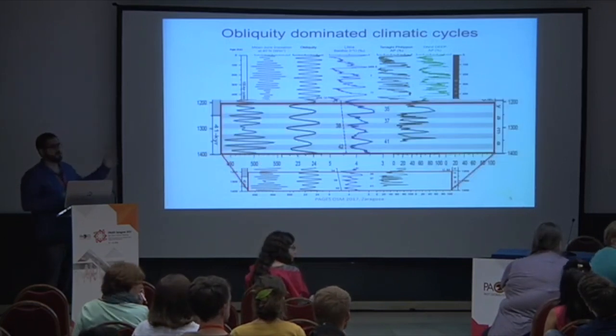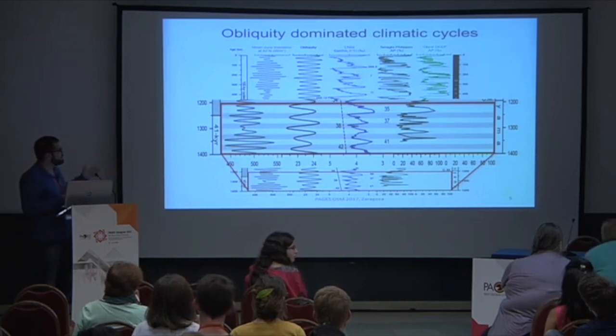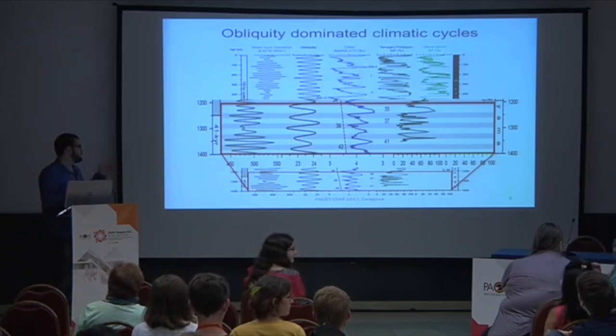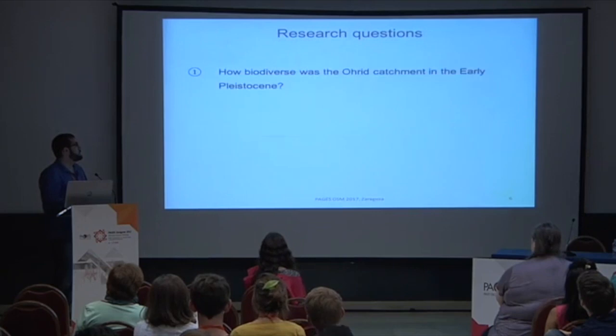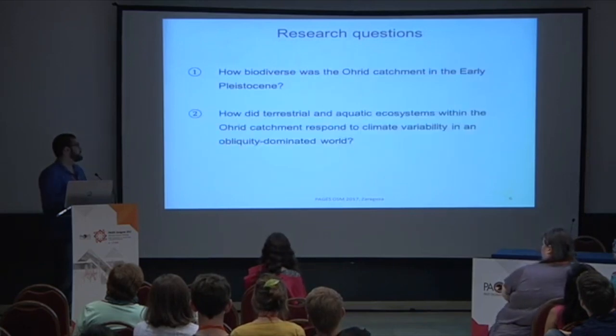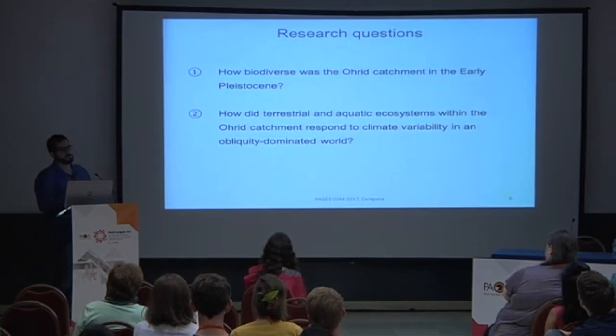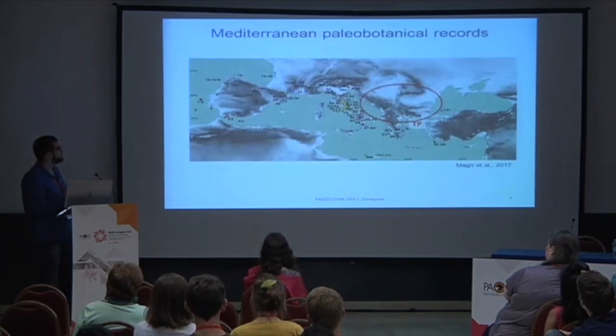in the 41 kiloyear world, so we have much shorter durations of glacial-interglacials, and that's something we would like to investigate: how the trees react in this period. So we would first like to find out how biodiverse the catchment was, and secondly, how the plant ecosystems within the catchment responded to climate variability in an obliquity-dominated world.